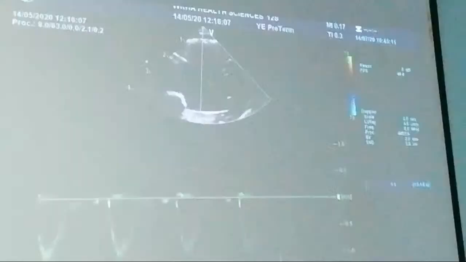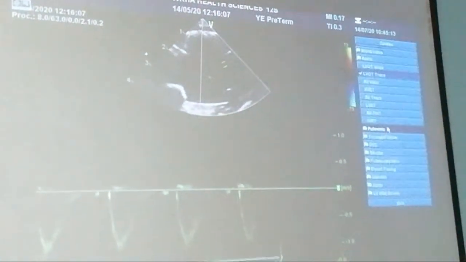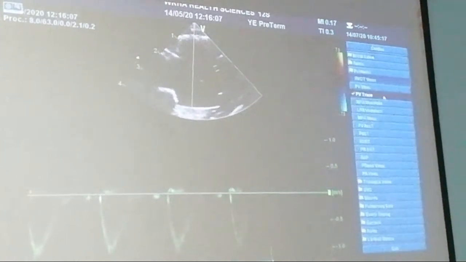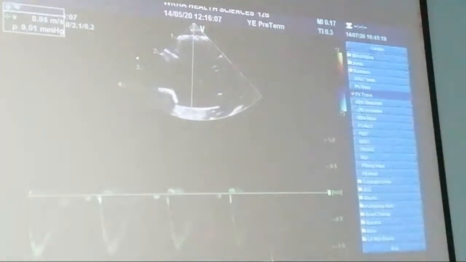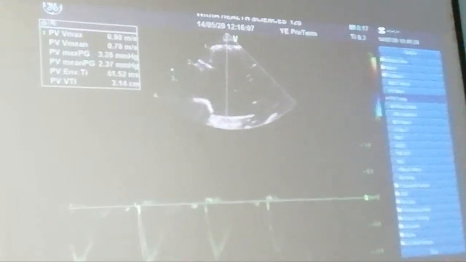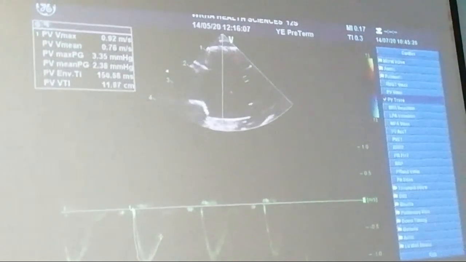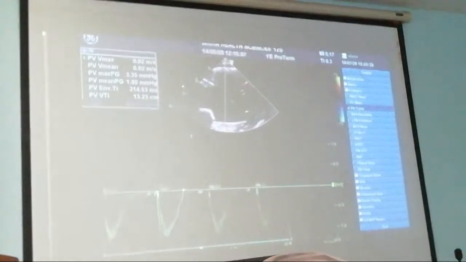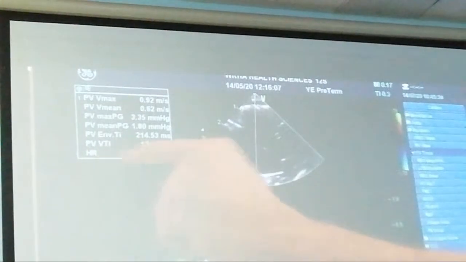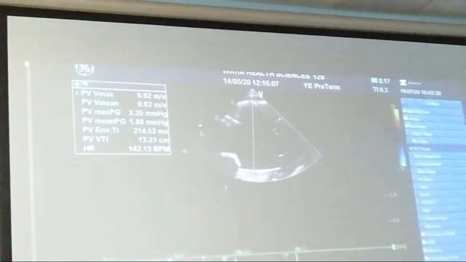In this case, we measure the trace from the pulmonary outflow tract to get the volume calculated, and we get the volume here as VTI, velocity time integral, and I will show you later how to calculate the cardiac output from that.